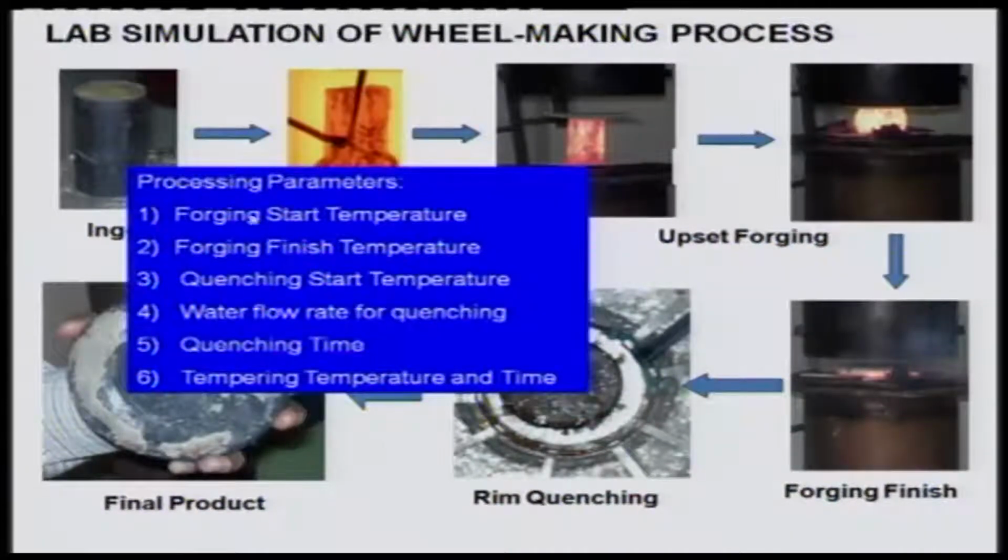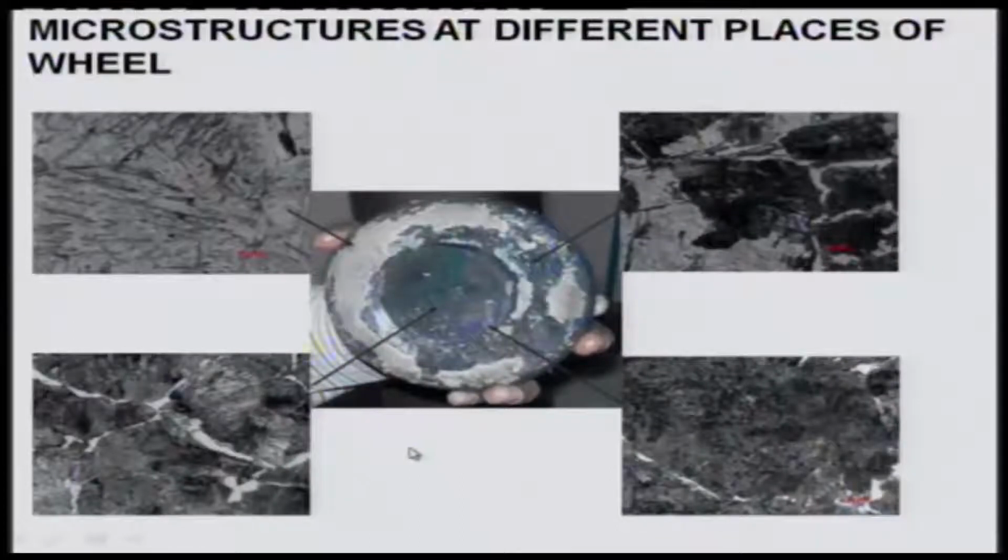And what are the processing parameters that would be important? Forging start temperature, forging finish temperature, quenching start temperature, water flow rate for quenching, quenching time, and then finally stress relieving through a tempering treatment. One looked at the microstructure at different regions. So, these are basically showing different regions, and essentially in the center you can see it is all reasonably coarse ferrite and pearlite present.